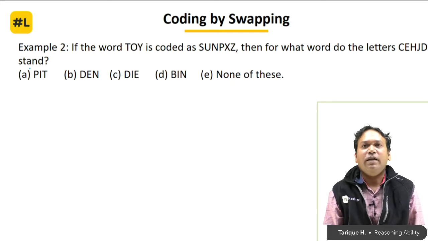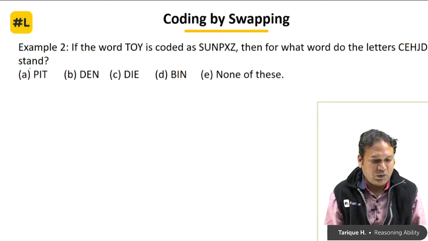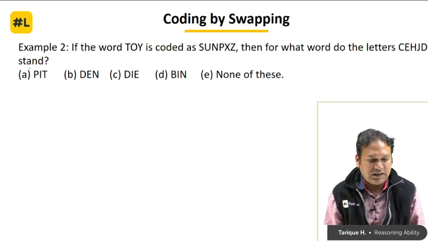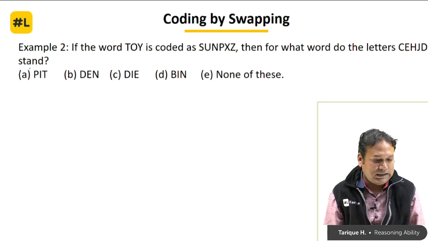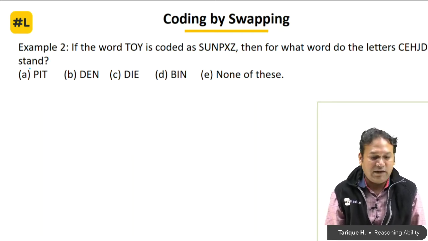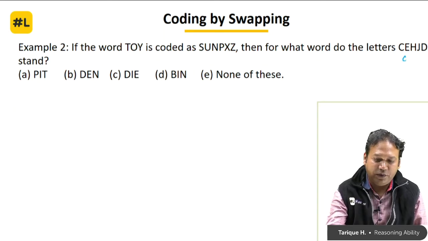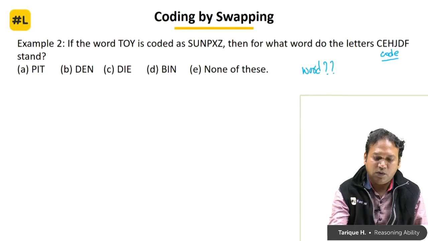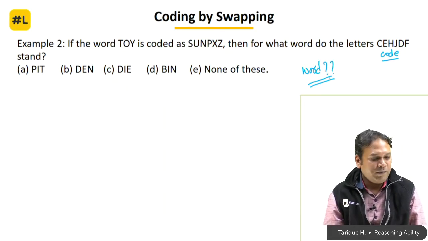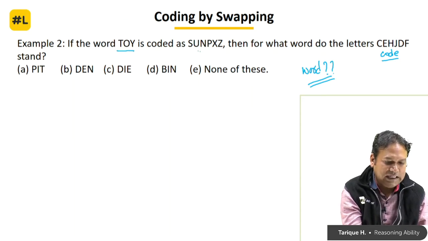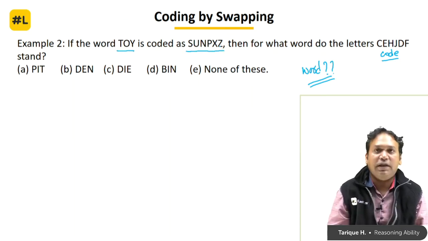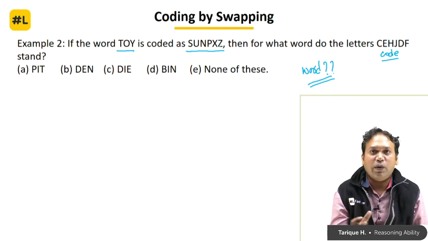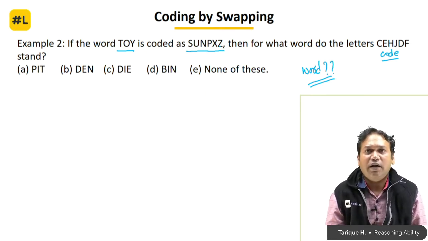This one you should try. Let us start here. If the word toy is coded as S-U-N-P-X-Z, then for what code, what word do the letters C-E-H-J-D-F stand for? Here the code is given to you and the word you have to find which word it represents, clear? So the word is toy and its code is S-U-N-P-X-Z. This is a slightly different question from the previous one, look carefully, try to understand, and I am sure you will be able to find out the answer.